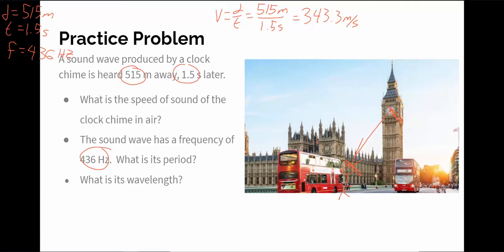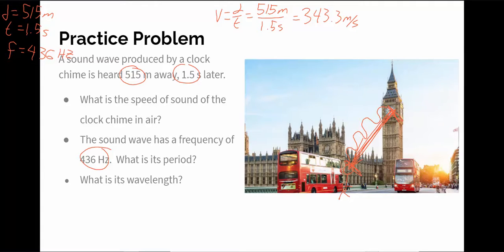Now, it says the sound wave has a frequency of 436, what's its period, and then what's its wavelength. So it should be noted that this is the distance. This 515 is the distance from you to the clock. But there's going to be a bunch of waves between here and there.